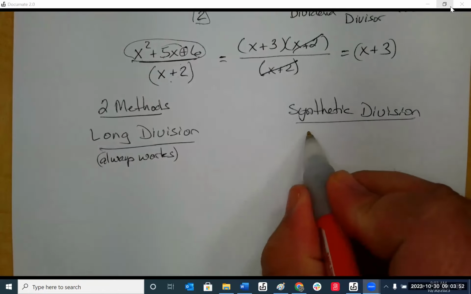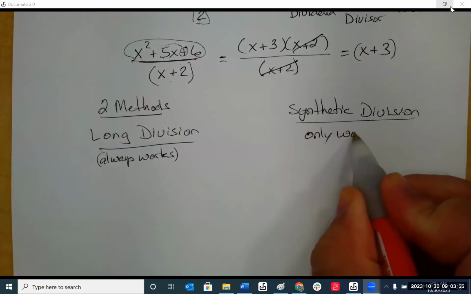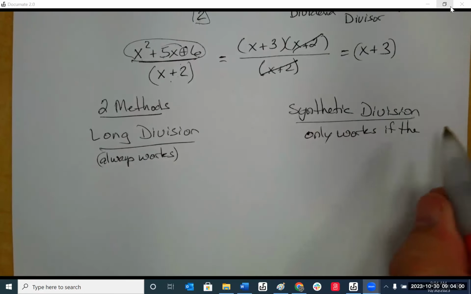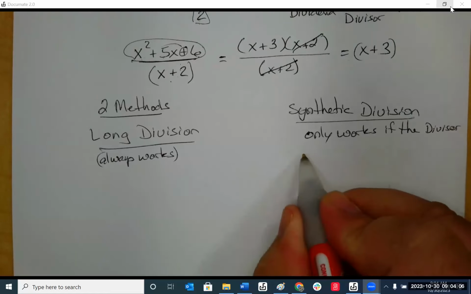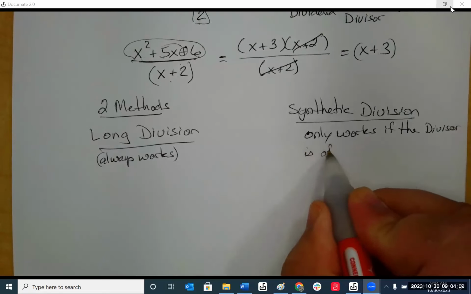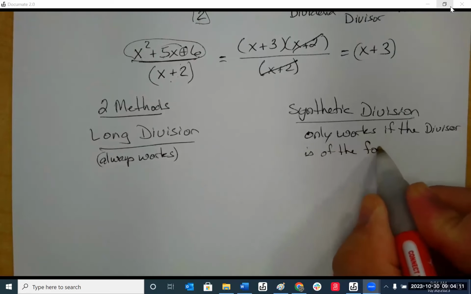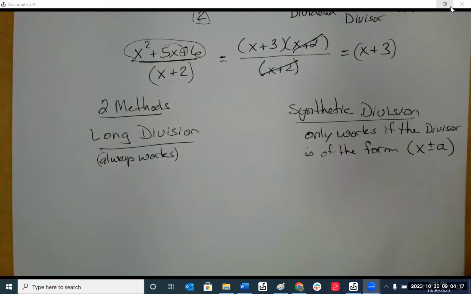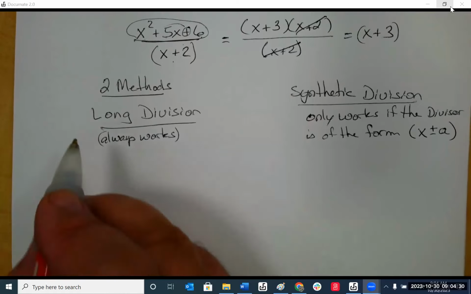And synthetic division only works if the divisor, the bottom number, is of the form x plus or minus some number. If your bottom number is x plus or minus a number, we can use synthetic. And you'll see it's a lot faster. So let's do long division first.